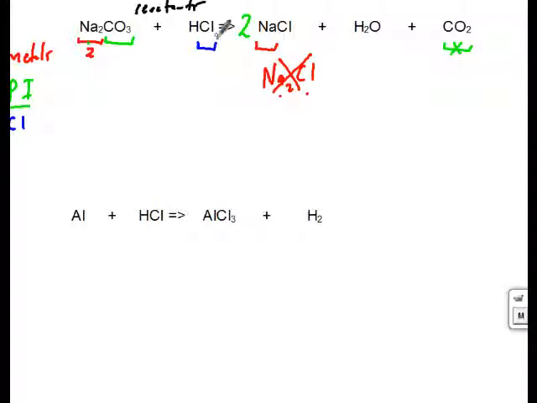Like before, I can't put a 2 next to the chlorine here. I can't change the formula of hydrogen chloride, but I can say I've got 2 HCl molecules. And that means I've now got 2 chlorines here and 2 chlorines here to go with my 2 sodiums here and my 2 sodiums there.